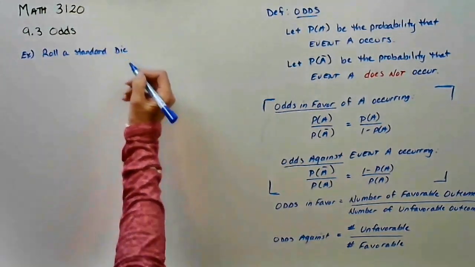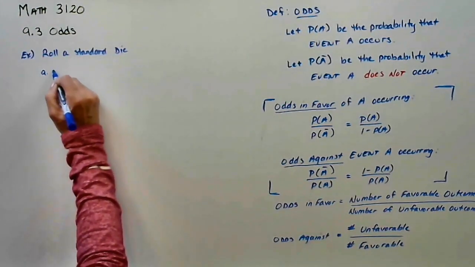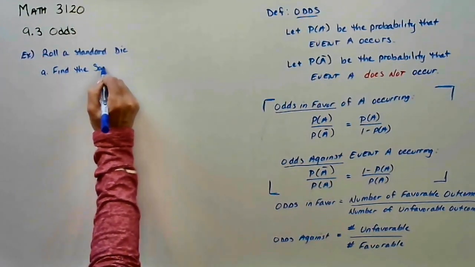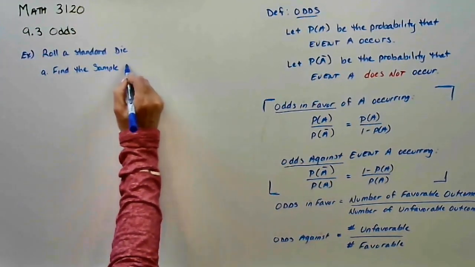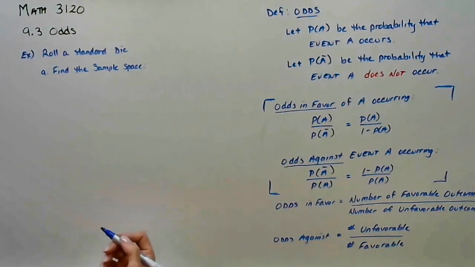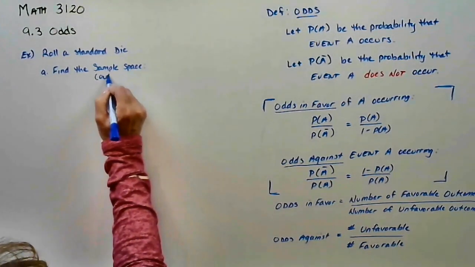So it's got 6 sides. So we already know, let's just practice for a minute, okay? Let's first find the sample space. Now remember, the sample space was the set of possible outcomes. So sample space and outcomes are synonyms.